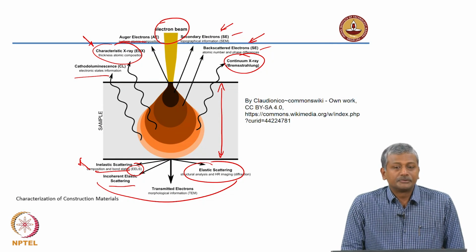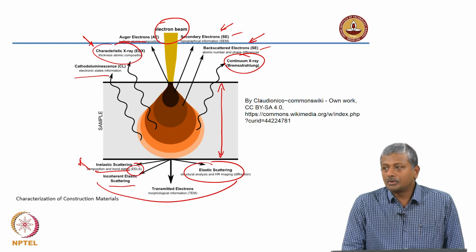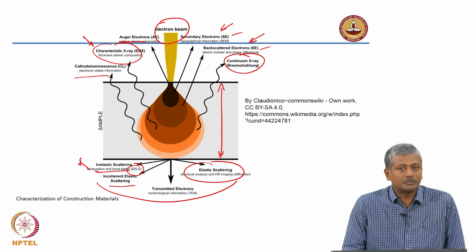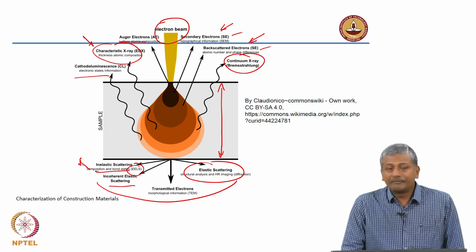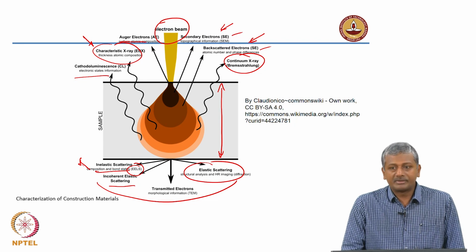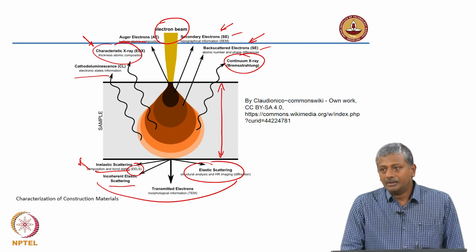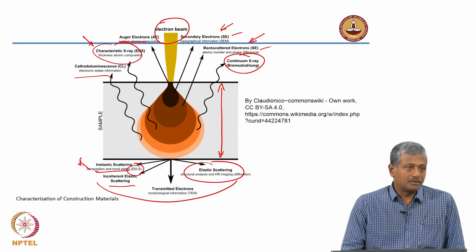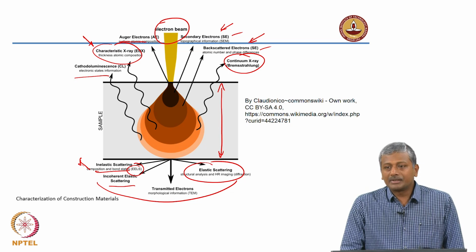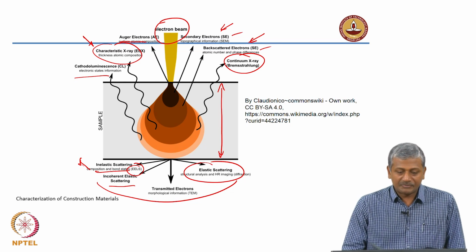Hello everybody. So, in the last class we were talking about what sort of interactions are generated when the high energy, high velocity electron beam actually bombards the specimen, right. We looked at different types of possibilities from different depths within the material. Okay. So, now let us take a look at some of the primary aspects as we discussed earlier.